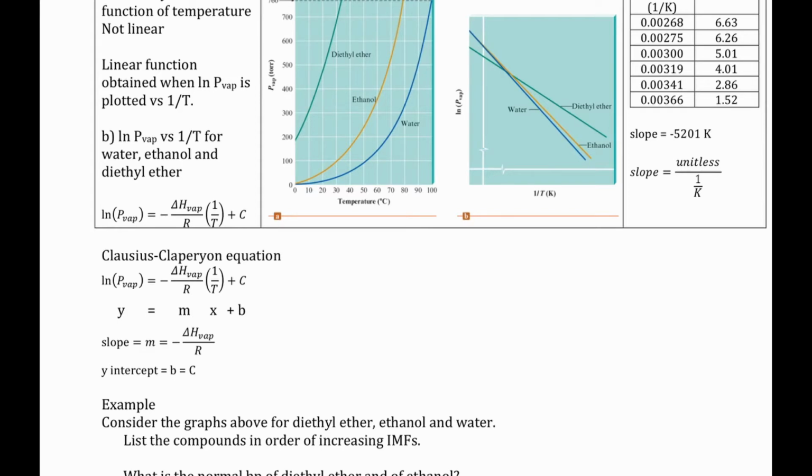The important thing for us is that if we have vapor pressure versus temperature data, we make that ln of P vap versus 1 over T graph, fit it to a linear function, and get a value for the slope, we can determine delta H of vaporization of that liquid from the data.